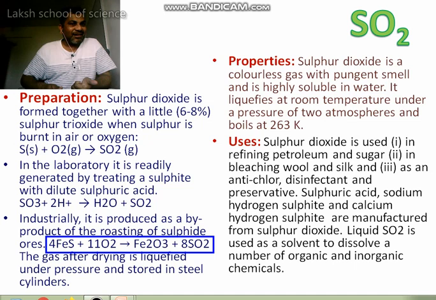Now in the next case we are going to talk about the properties of sulfur dioxide. So sulfur dioxide has a pungent smell and is highly soluble in water, and it produces sulfurous acid at room temperature. Very important. It is liquefied at room temperature under a pressure of 2 atmosphere at 260 Kelvin. Okay, now we are looking more forward.